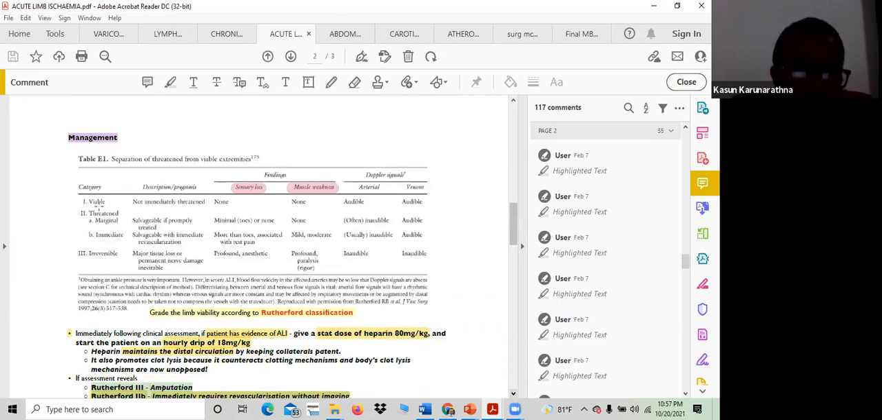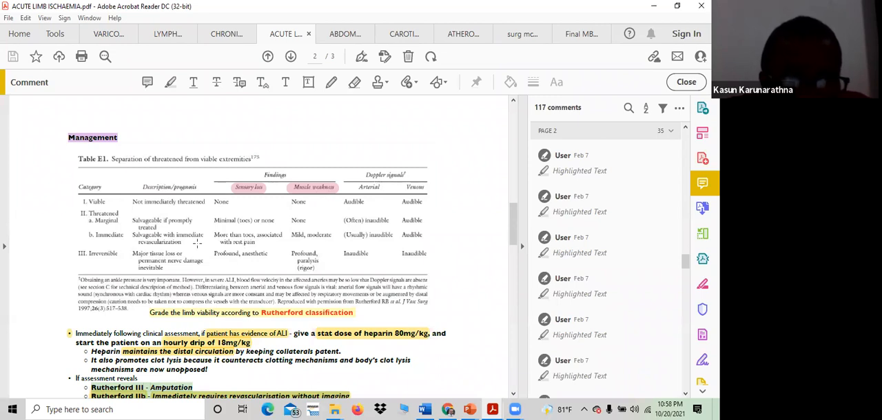Then this Rutherford classification, 3 stages. Viable limb is stage 1, irreversible dead limb is stage 3. 2 is the threatened limb, 2A is marginally threatened, 2B is immediately threatened, right? The clinical findings in irreversibly damaged non-viable limb: major tissue loss or permanent nerve damage, profound sensory loss, profound paralysis, and the limb will be in rigor. Doppler signals for arterial and venous flow will be inaudible. In viable limb, there won't be any sensory loss or muscle weakness, and arterial and venous Doppler flows will be audible.